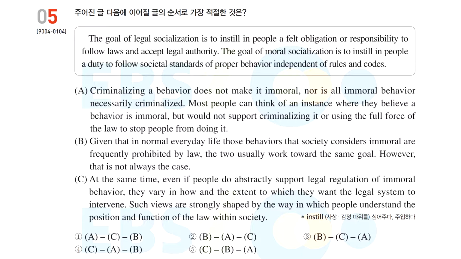At the same time, even if people do abstractly support legal regulation of immoral behavior, they vary in how and the extent to which they want the legal system to intervene. Such views are strongly shaped by the way in which people understand the position and function of the law within society.